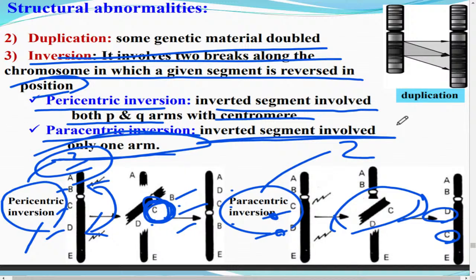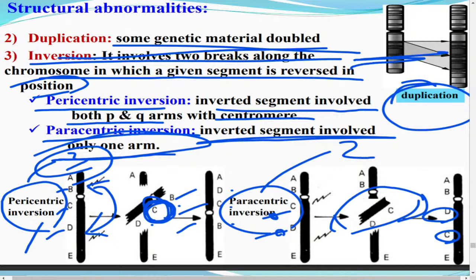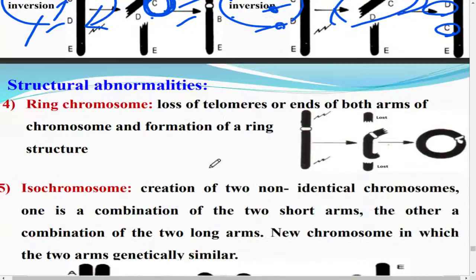Okay, this is a duplicated one. Maternal doubled. Some genetic material could get doubled here, as we can see. Let's move to the next slide then. These are all structural abnormalities.